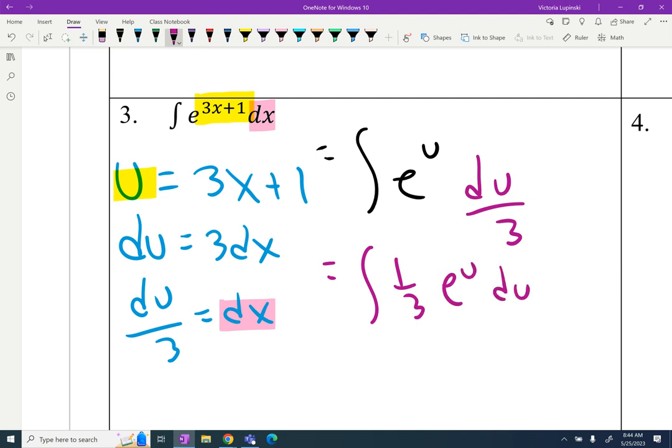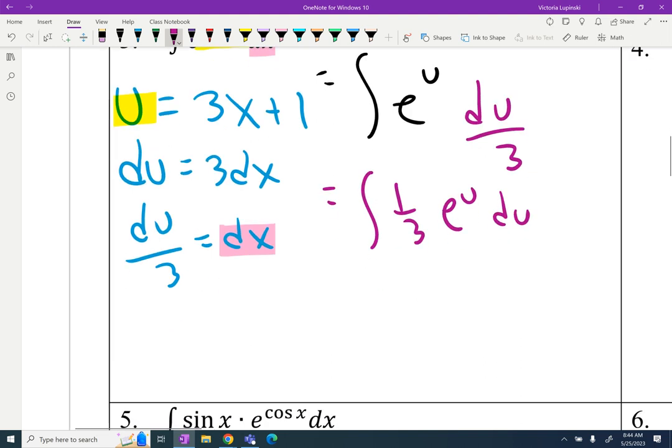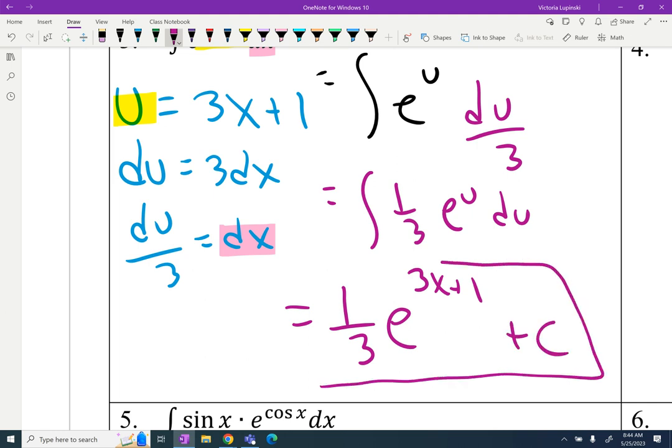So I would probably encourage you to move the 1/3 out front, perfectly fine, as long as you can get e to the u du. That's how you know you're good to go and integrate. So when you integrate, leave the 1/3. e to the u integrates as e to the u. If you have to show that step, great. If you can jump right to e to the 3x plus 1, then even better. Do it in 1 step or 2 steps. Really up to you at this point.